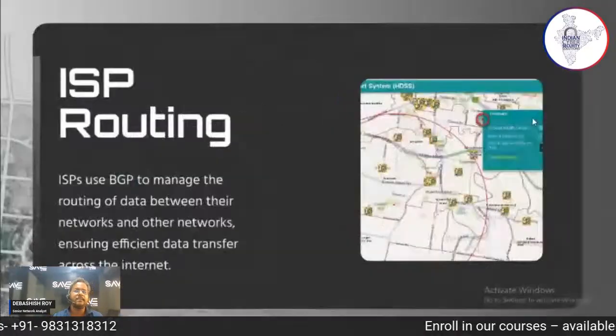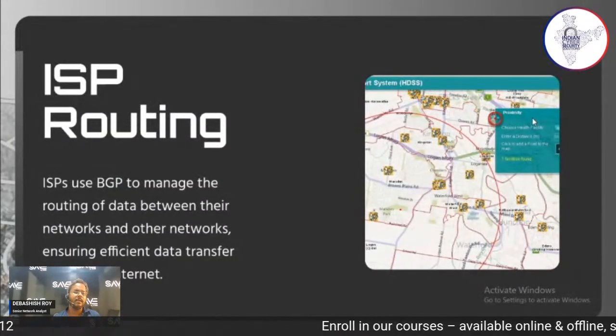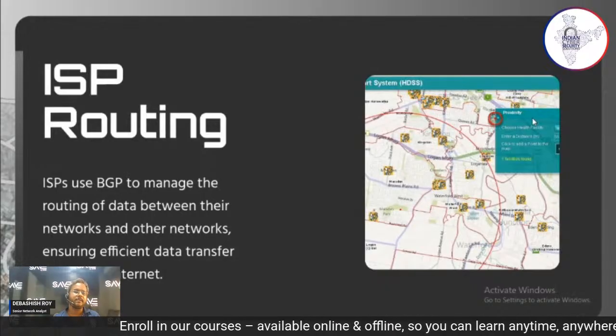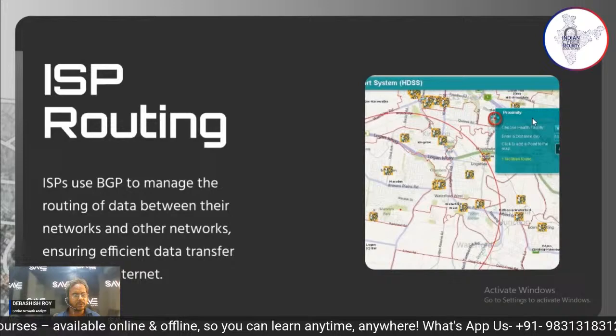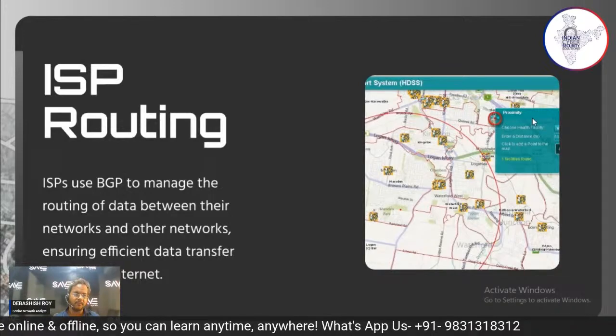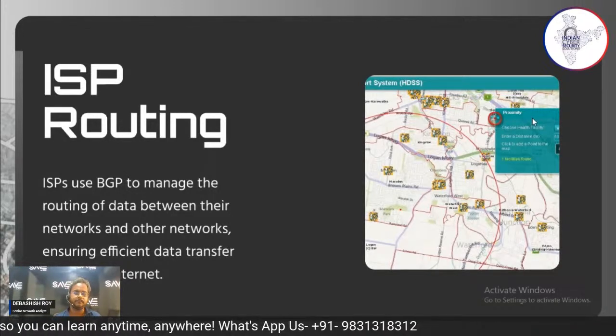So in ISP routing, the common use cases: I've already told you that ISPs use BGP in their backbone to manage the routing of data between their networks efficiently. So it is actually the preferred protocol for the ISP backbone.